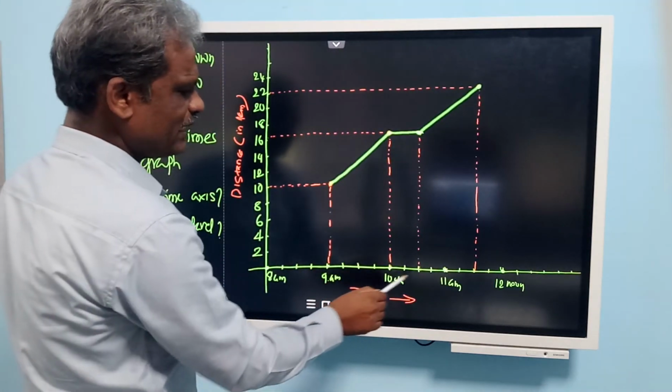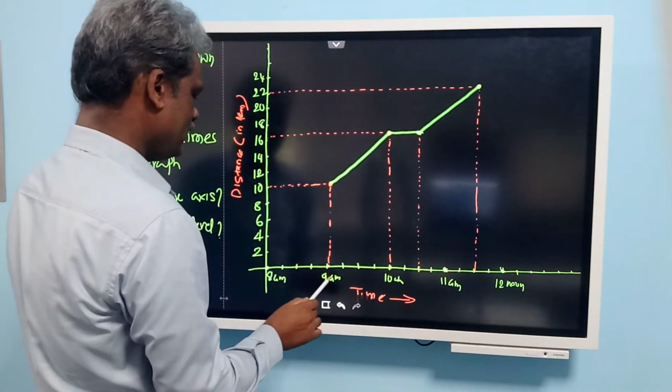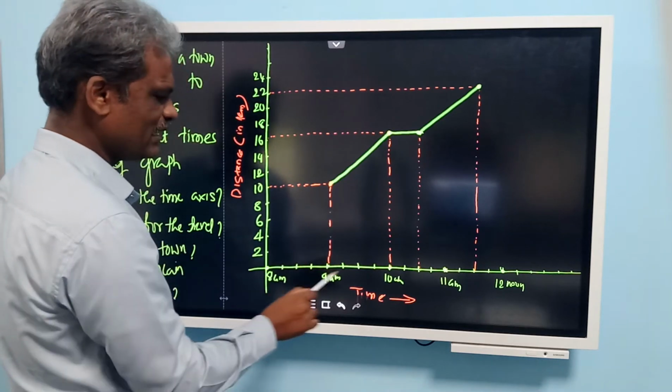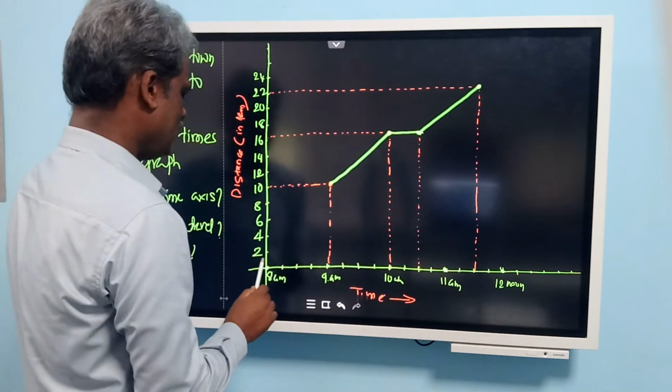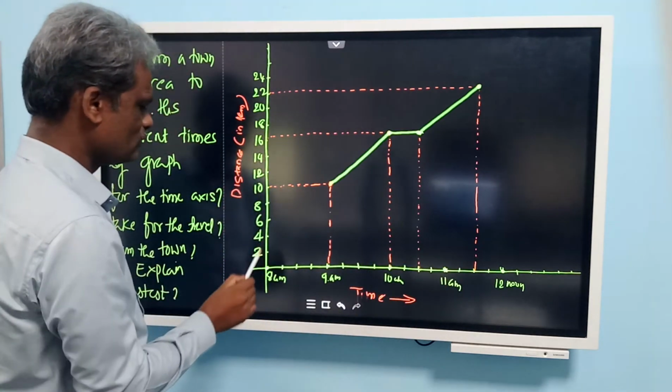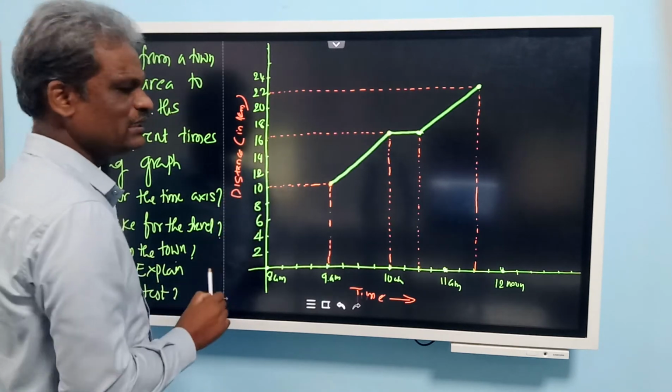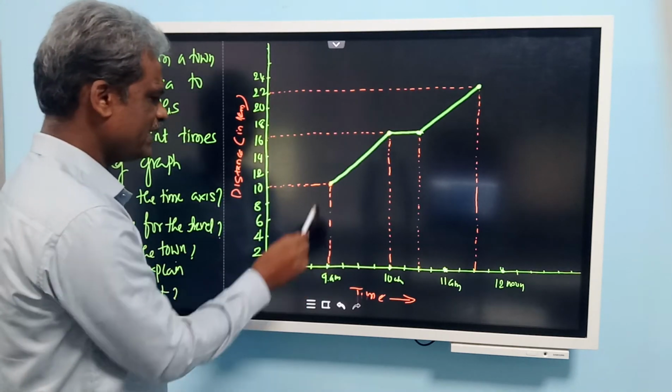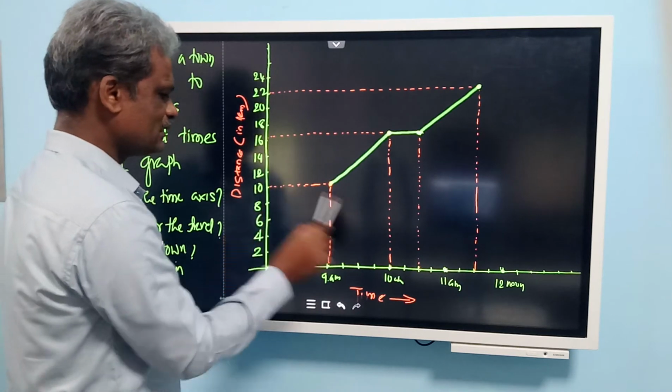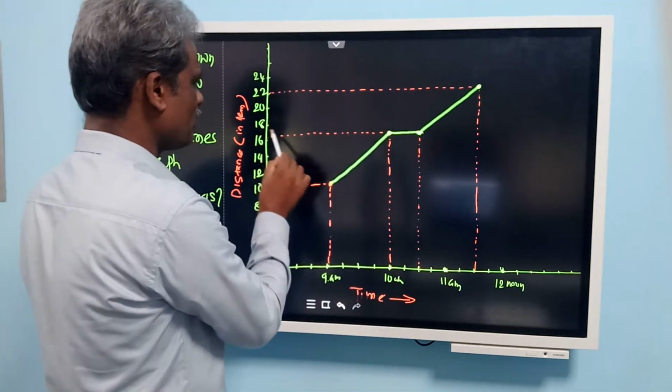So 9 a.m., 10 a.m., 11 a.m. and 12. They start from 8, 9, 10, 11, 12. And here the distance in kilometers is 2, 4, 6, 8, 10, 12. It is given in kilometers. Now at 9 a.m. it is at 10 kilometers. At 10 a.m. it is at 16 kilometers.